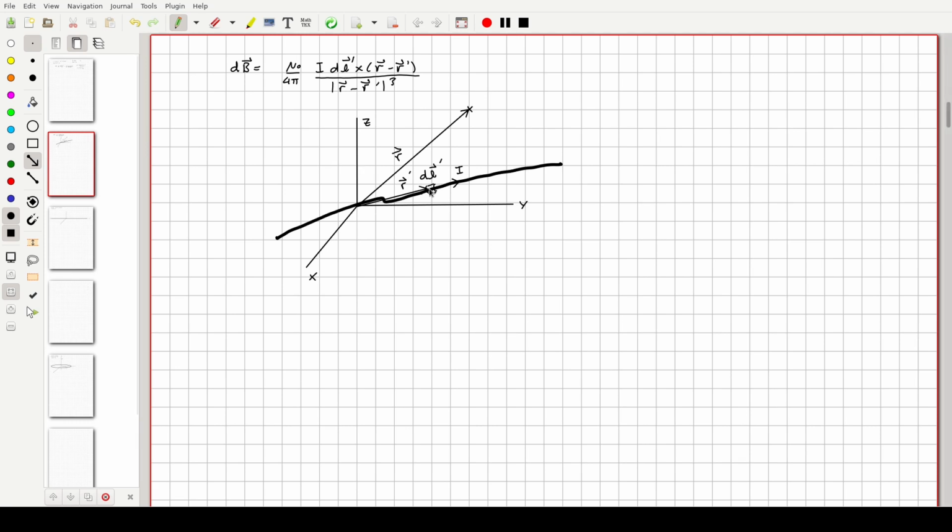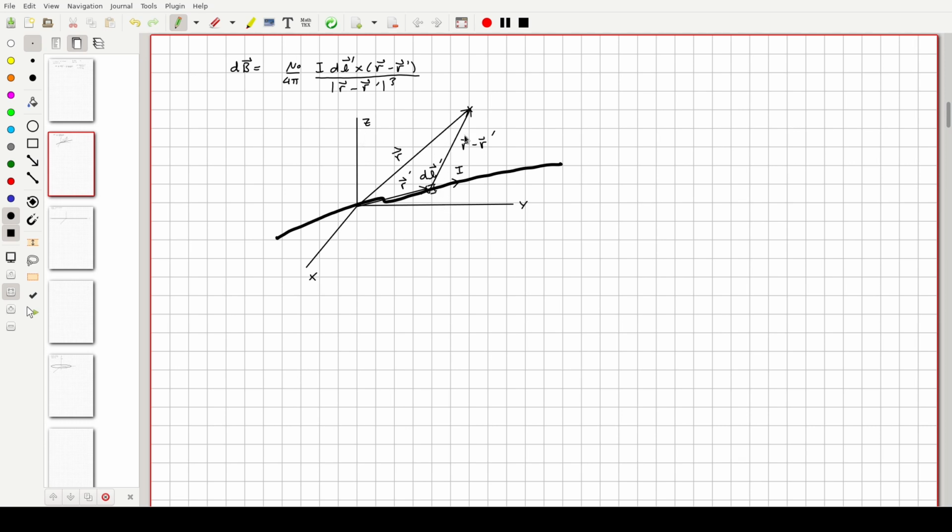Now this right here would be the direction from the bit of current that we're looking at to the point in space that we're interested in. If you think of this as R, and this is R prime, this naturally would be R minus R prime. The way to think about it is that R prime plus this equals this. If you do the math, this is what you get. Okay? So, that covers all the things that make this up.